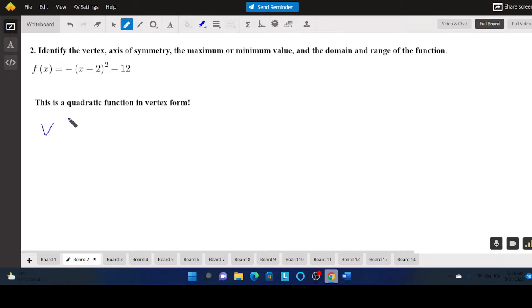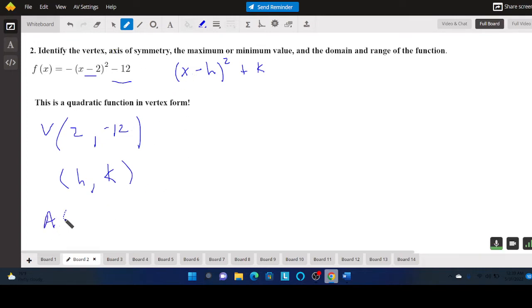So now our vertex will be 2 and negative 12. Vertex form has x minus h plus k, where h, k is your vertex. Just a little refresher there. All right, now the axis of symmetry goes through the vertex. It is a vertical line.